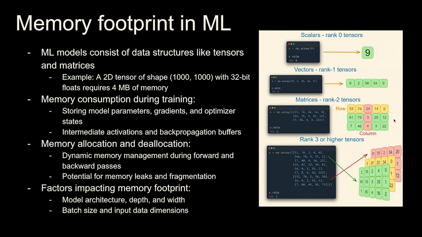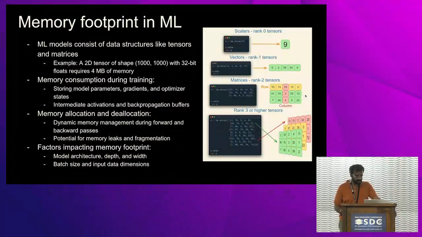Like, what does memory even hold in an AI model? So machine learning models consist of data structures like tensors and matrices, and this is like a 101. Tensors you can think of as a multi-dimensional storage of data. So if you have rank 0 tensors, it's a scalar. Rank 1 tensors are vectors. Matrices are rank 2 tensors, and you can have rank 3 or higher tensors as well.